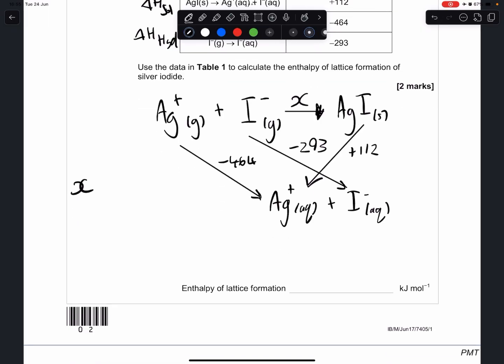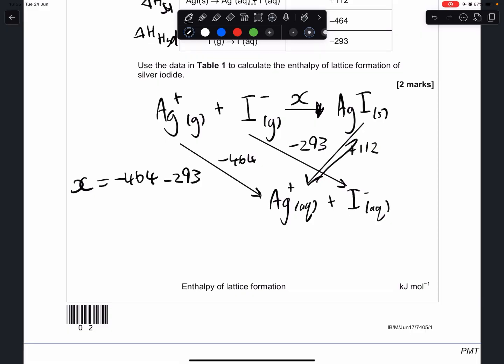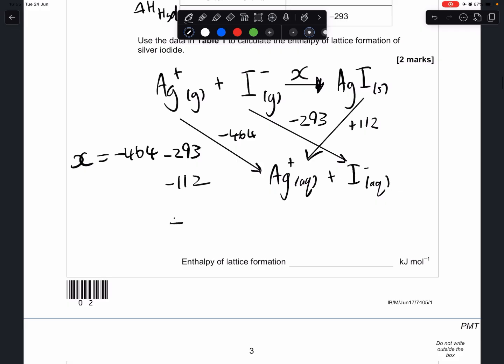So we can say the enthalpy change, X, is going to equal minus 464, minus 293, and then here we see the arrow is going the wrong way, so we are going to minus 112. So if we put that in our calculator quickly, minus 869, and make sure you don't miss that minus, because that means the reaction is exothermic.